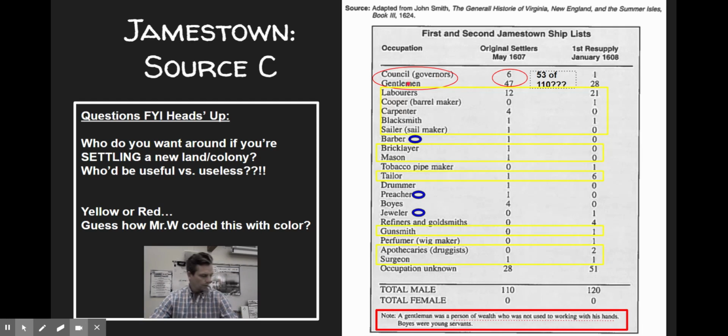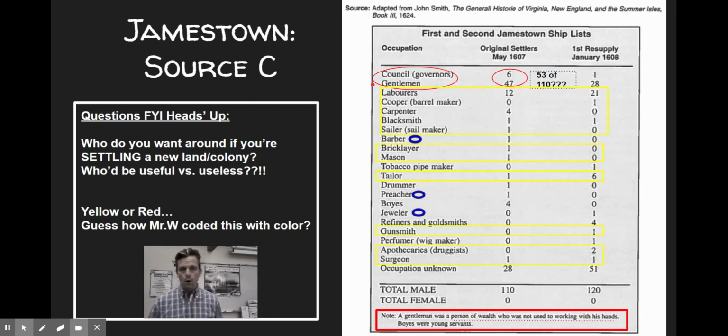Now, this is key to one of the questions you have to answer, and it's probably the most important one. What the heck is a gentleman? I will give you a hint. It's on this page. The definition's in there. But I will tell you right now, you don't need 47 gentlemen by definition. I gotta be a teacher now. That's probably the worst decision that was possibly made. Why would you send 47 gentlemen?